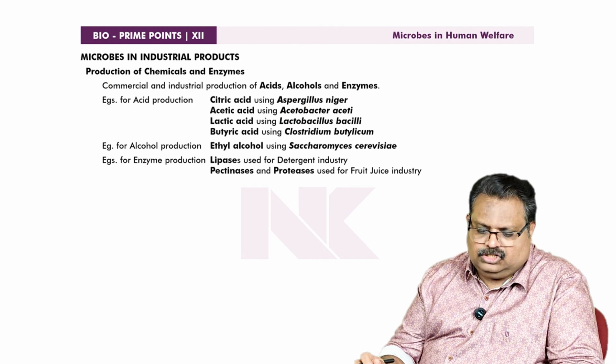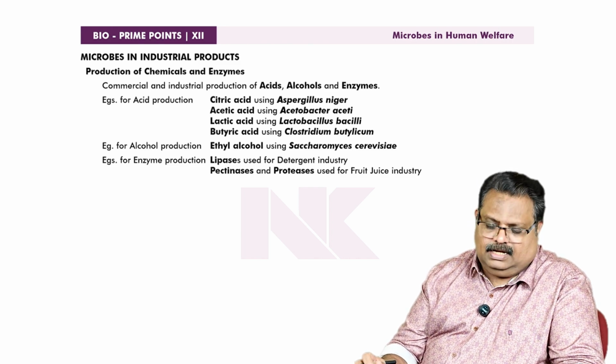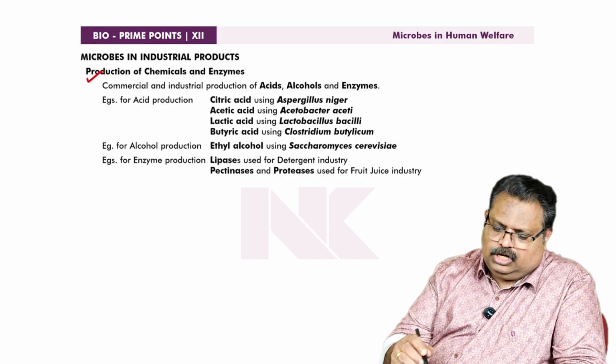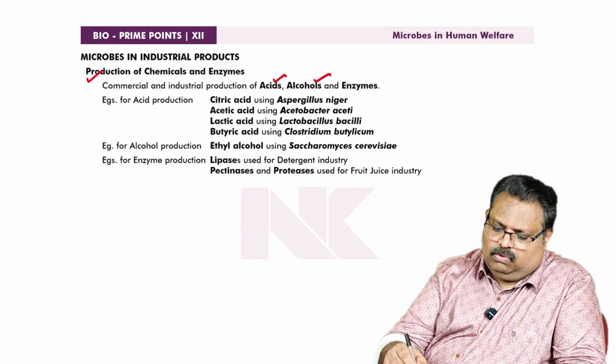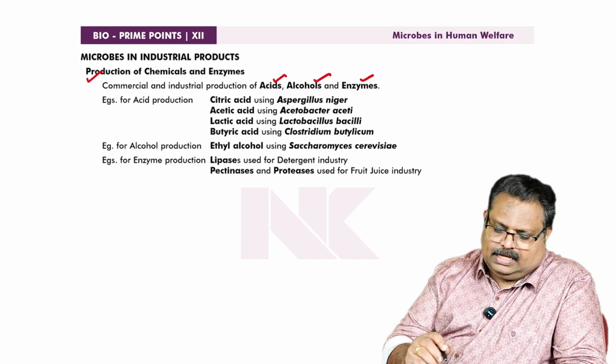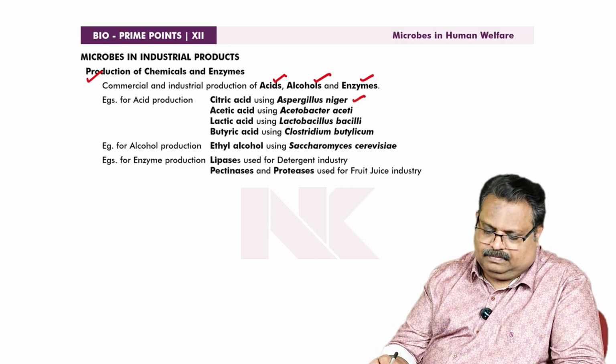Another important industrial production with the help of microbes is the production of some chemicals and enzymes. The commercial and industrial production of acids, alcohols and enzymes mediated by microbial growth. For example, acid production. Citric acid is produced by Aspergillus niger.